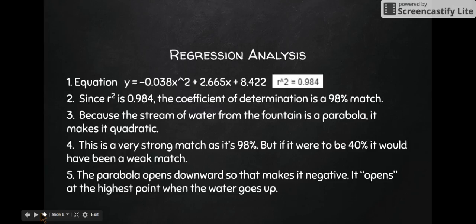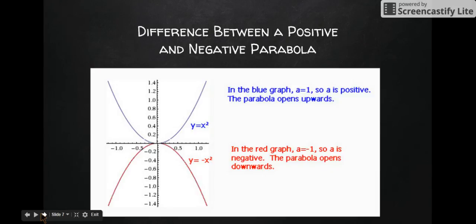And then the parabola opens downward, and so that makes it a negative. It opens downward at the highest point when the water goes up into the, I was going to say sky, but it's not the sky. Anyway, the difference between a positive and negative parabola is this. On the top part, you see a blue parabola, and it goes from the top and then down and then up. And you know that ours is not like that, because water does not go from the top and then down and then up because, well, gravity, that's why.